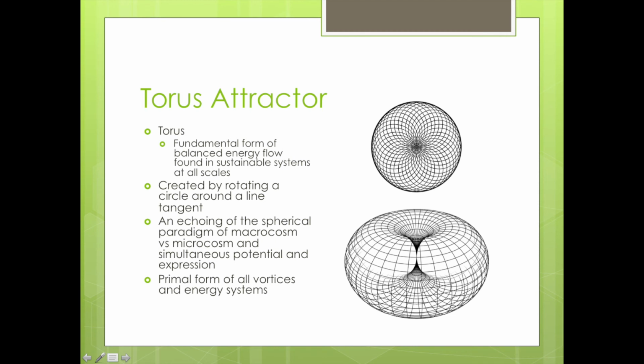So here we have a couple of images depicting a torus attractor. And a torus is a fundamental form of balanced energy flow found in sustainable systems at all scales. So it's created by rotating a circle around a line tangent, and it's an echoing of the spherical paradigm of macrocosm versus microcosm and simultaneous potential and expression. So it's a primal form of all vortices and energy systems.